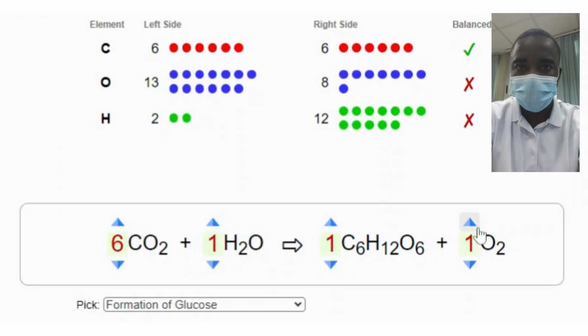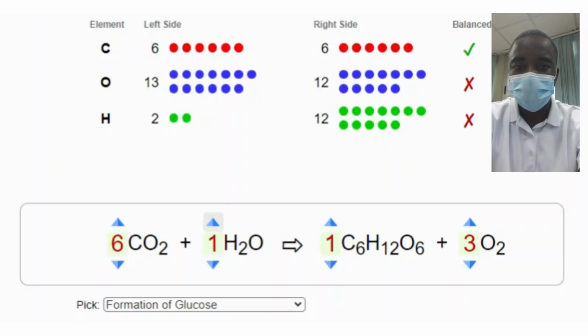The simulation also helps students understand the concept of stoichiometry, which is the calculation of the quantities of reactants and products in a chemical reaction. By balancing chemical equations, students can determine the stoichiometric coefficients, which represent the molar ratios of the reactants and products. This understanding is crucial for performing chemical calculations and predicting the outcomes of chemical reactions.